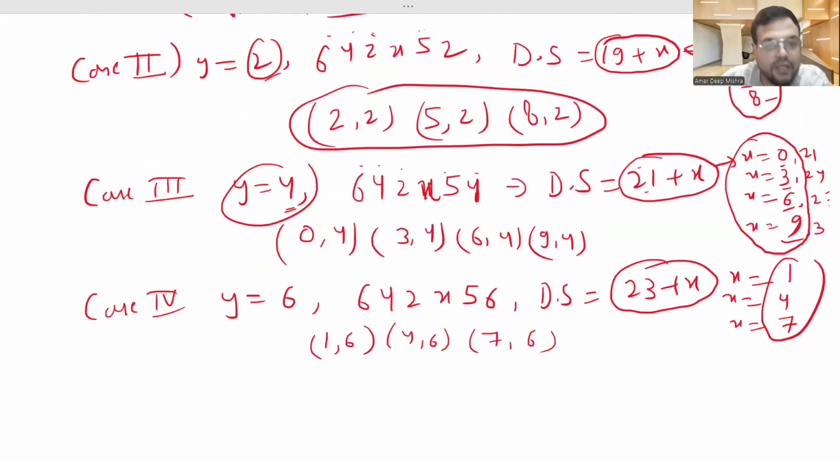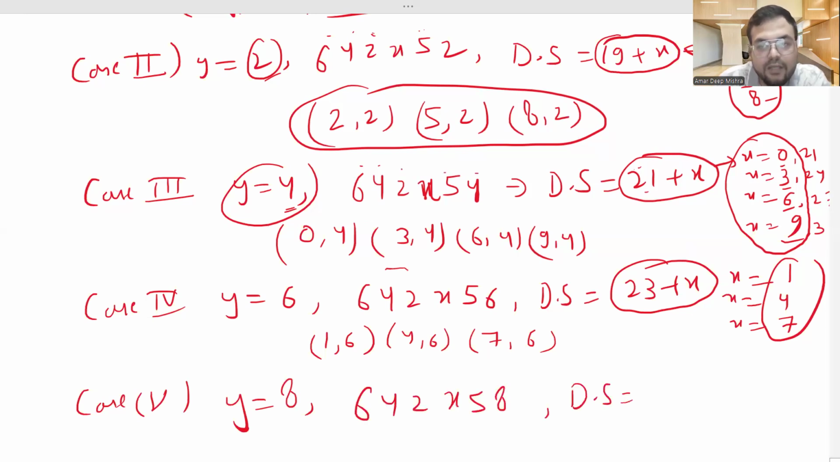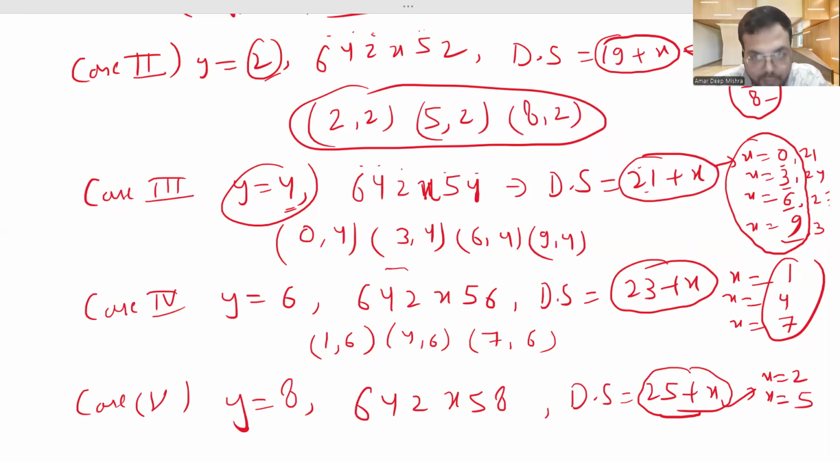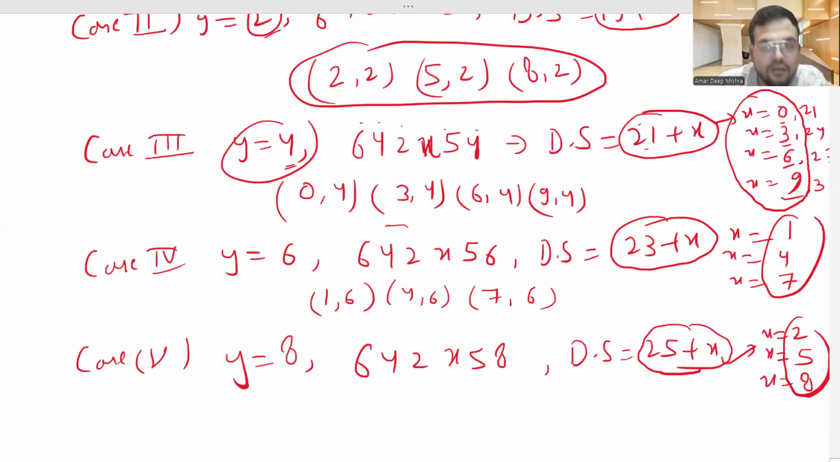And the last case, case 5, if you take y equals 8, then the number will become 6, 4, 2, x, 5, 8. So the digit sum will become 25 plus x. Here, what values of x can you take so that this digit sum gets divisible by 3? The first value of x would be 2, then x would be 5, I mean 2 plus 3, 5. The next value of x would be 8. That means 3 more pairs you will get from here: 2, 8, 5, 8, and 8, 8.